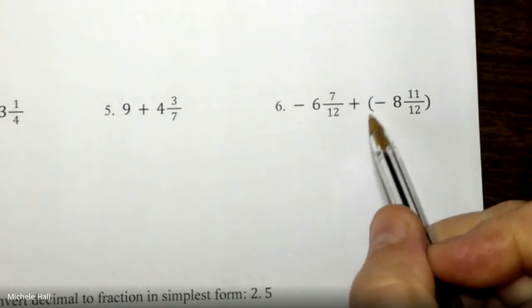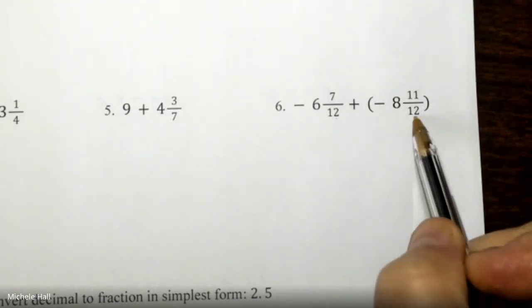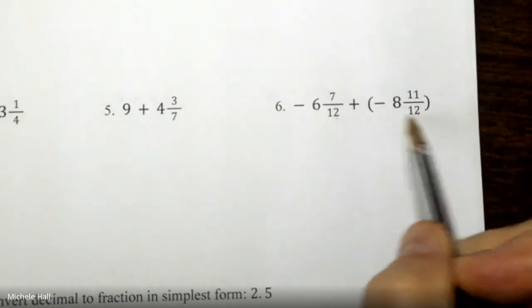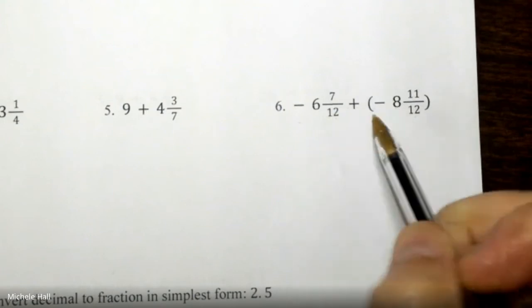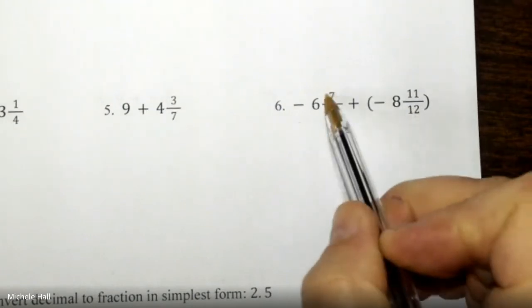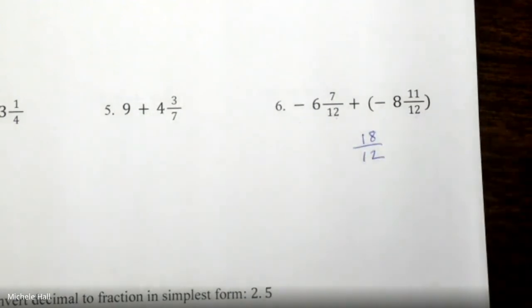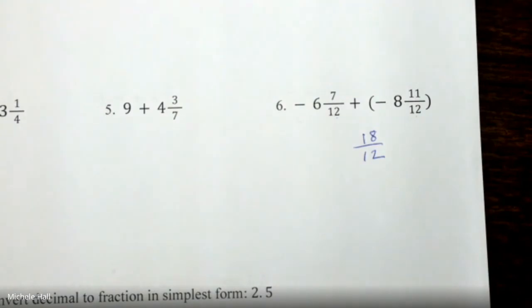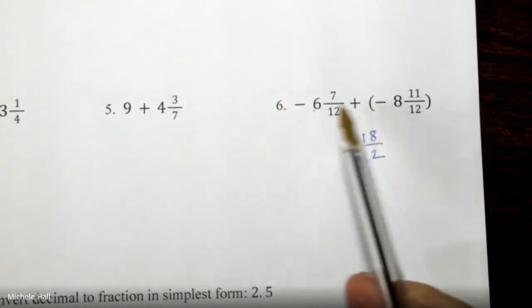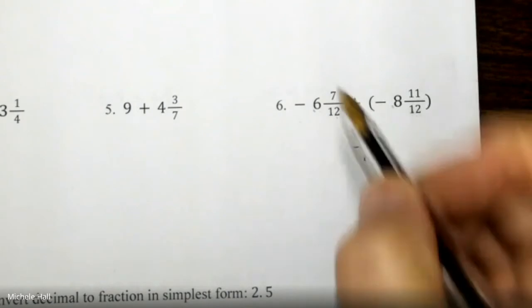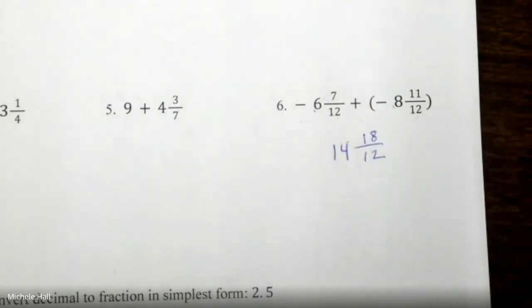So let's add our fractions. How much is 7/12 plus 11/12? We're adding it up. 7/12 plus 11/12. Well, 7 plus 11 is 18. We know that we keep the same denominator. And then we have to add 6 and 8. 14. Is it positive or -14?